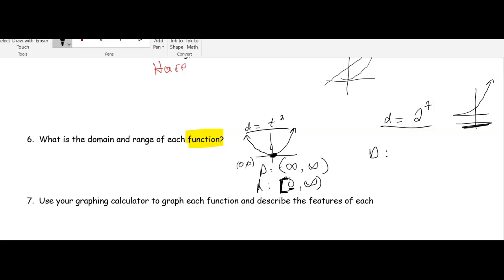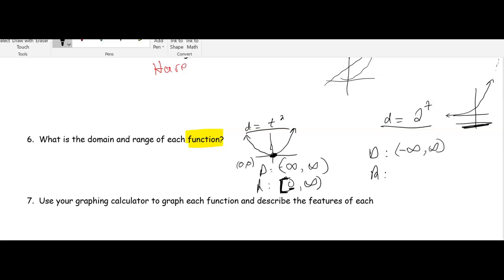So domain-wise, let's go. Michael, what did you put for your domain there for this graph? I think Michael's just frozen on me unless he can stare really well. Oh, there he is. Domain, I put negative infinity, infinity. Good. So this definitely goes left forever, and even though it goes up very quickly, it's going to continue to move to the right forever. So we do go left and right forever.